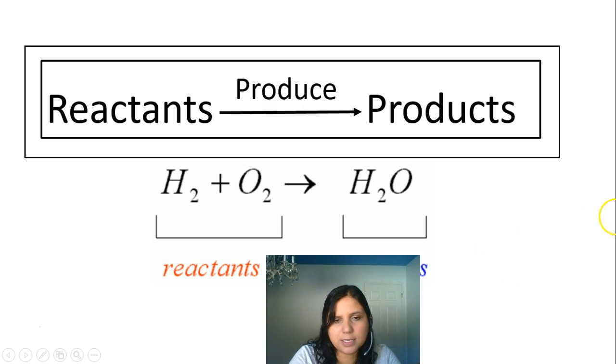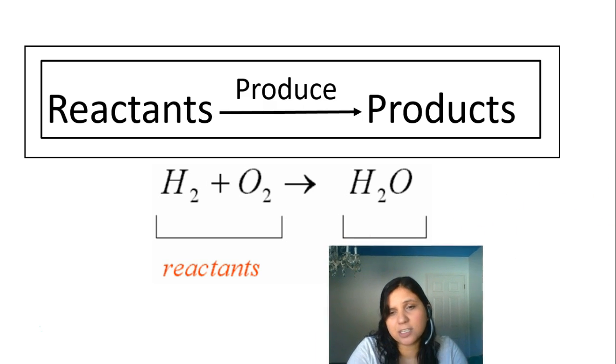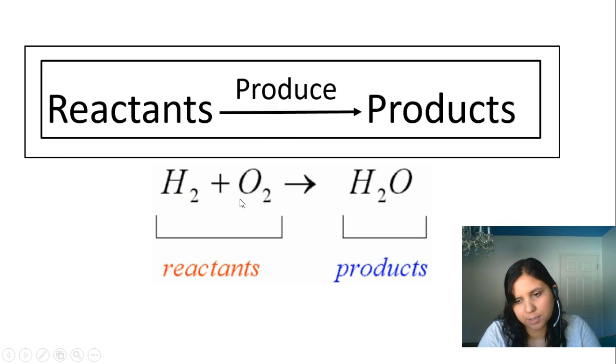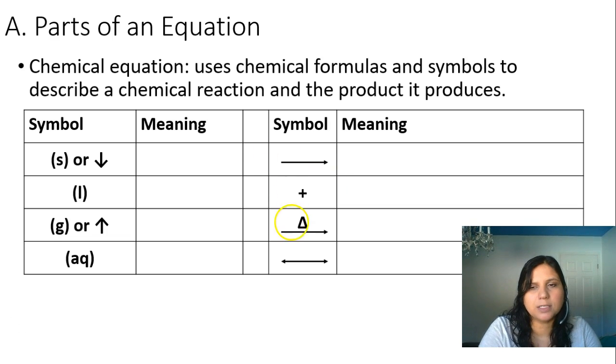And so if I were to look at this, I have water being formed by hydrogen and oxygen reacting to form water. Okay, we need to know that a chemical equation is just a way to represent a chemical reaction that's happening. A chemical equation will use formulas, all those formulas you loved learning in the last unit, and symbols to describe the reaction itself and all the products that it produces.